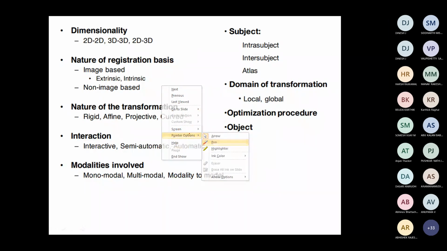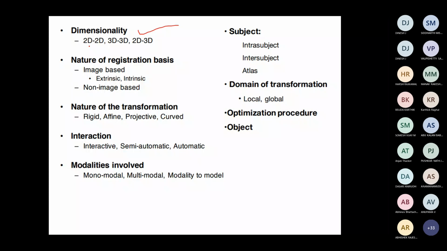So if you see the hierarchy for registration, we can have the dimensionality: we can map from 2D to 2D, 3D to 3D, and 2D to 3D mapping also. The nature of registration basis can be either image based or non-image based. And in image based, it can be either extrinsic or intrinsic. And if you see the nature of transformation, it can be rigid, affine, projective, and curved transforms.